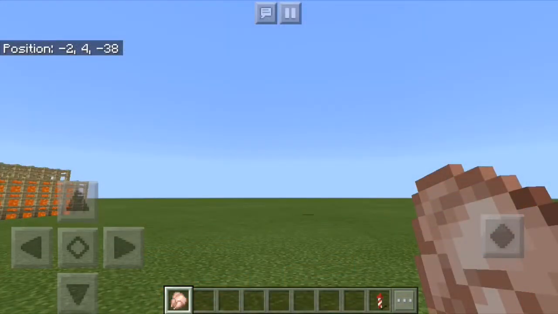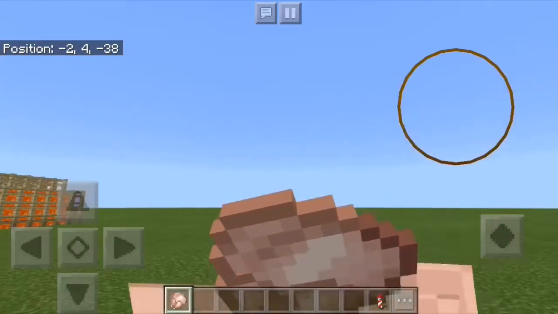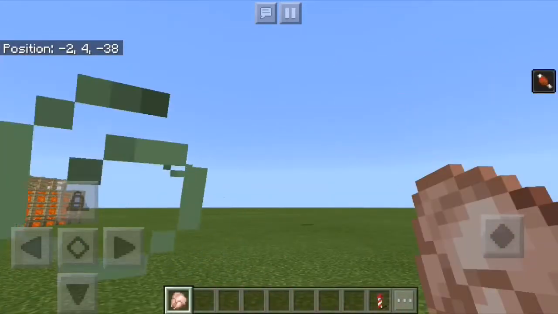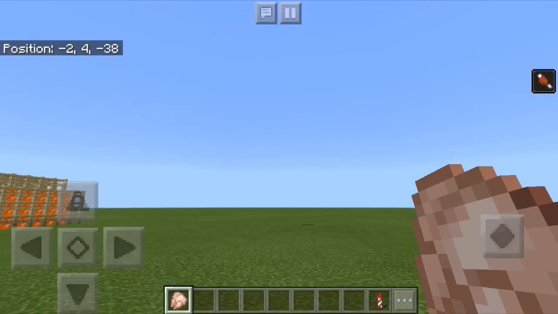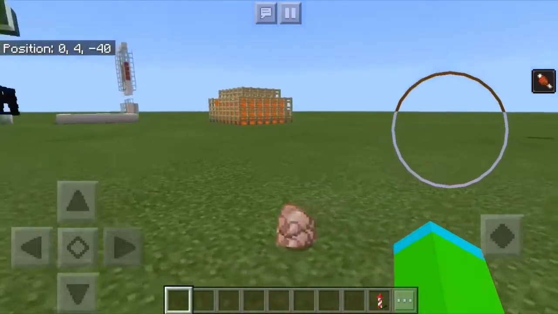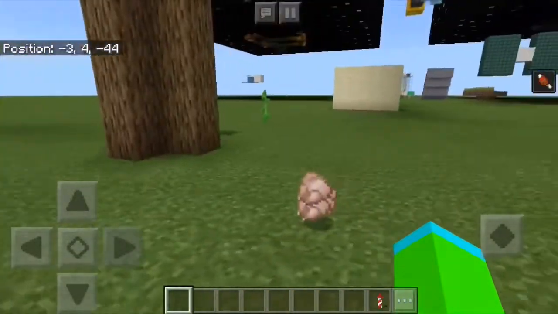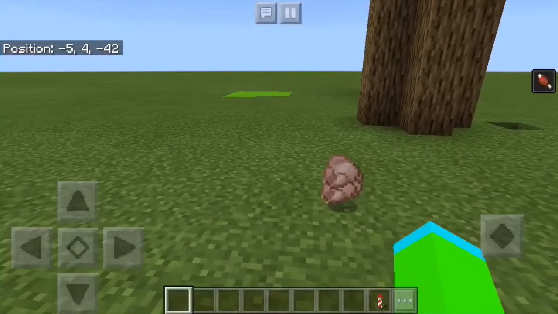A decomposer is something that takes in waste from dead animals and dead plants and other dead organisms and pops them out into the soil as nutrients.